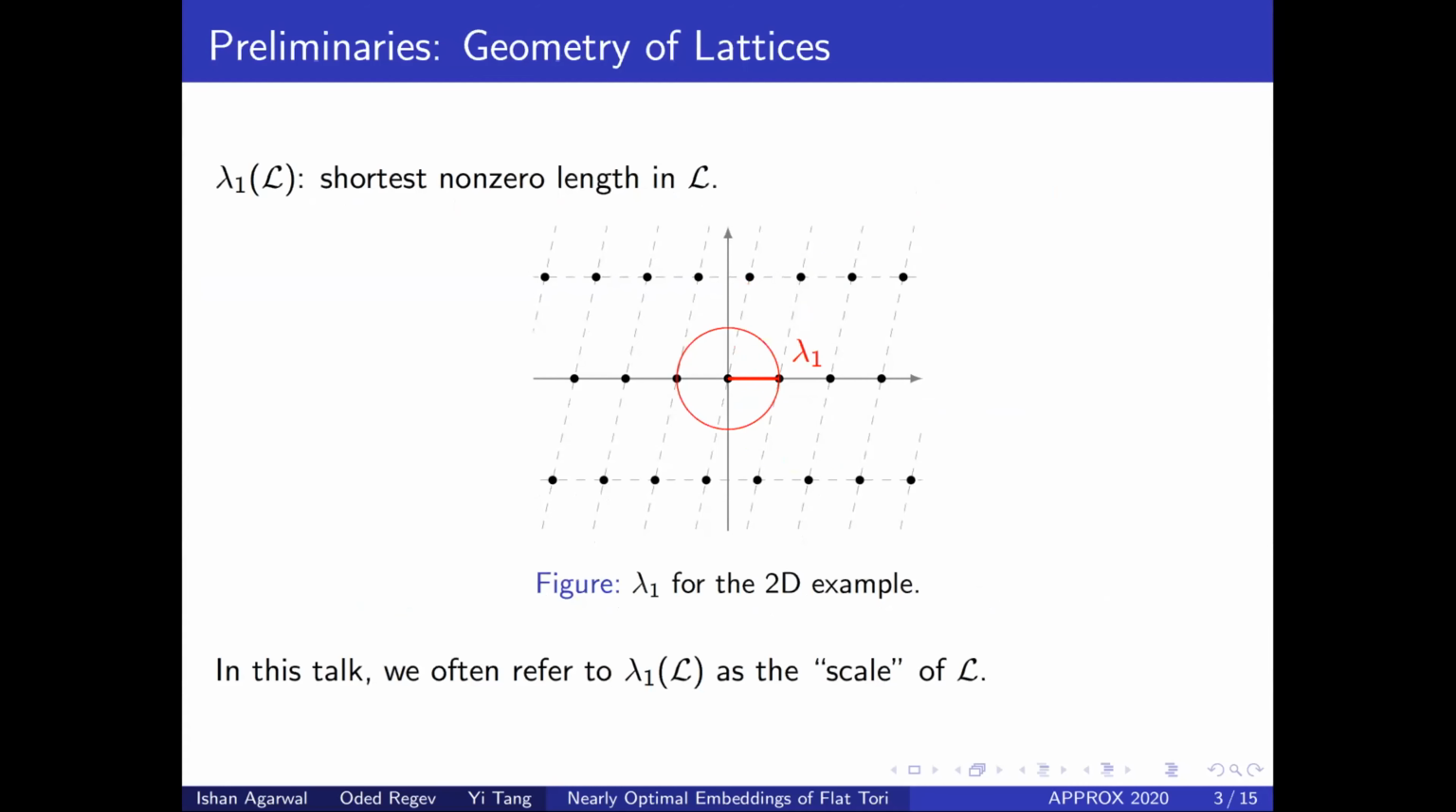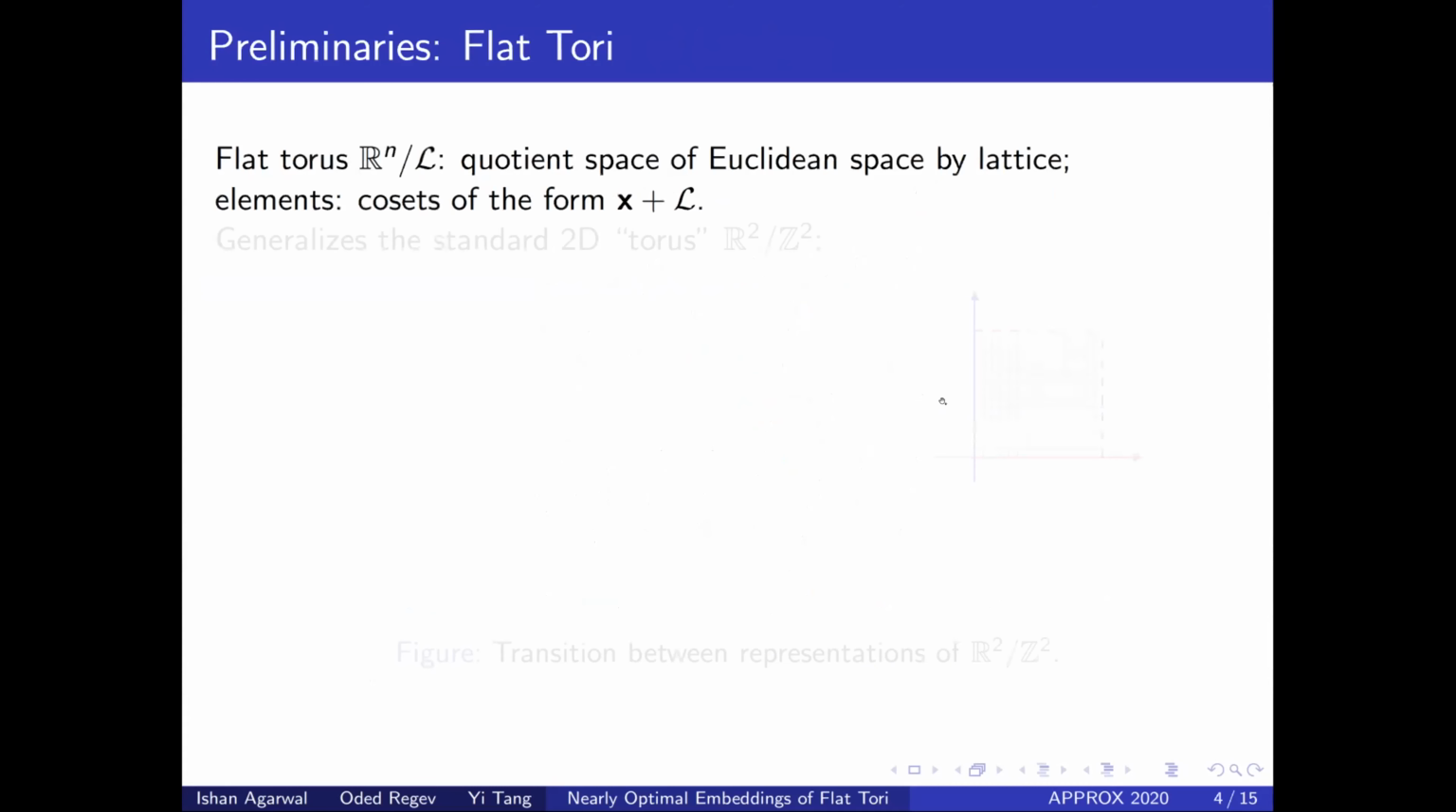And one thing we will care about regarding lattices is this parameter called lambda1 of L, which is the shortest non-zero length in L. So here it's this distance. And we'll be calling this the scale of the lattice, and why we care about this will become apparent as we go. So what do these lattices have to do with tori?